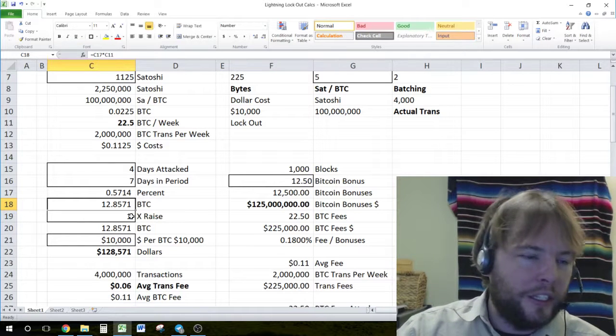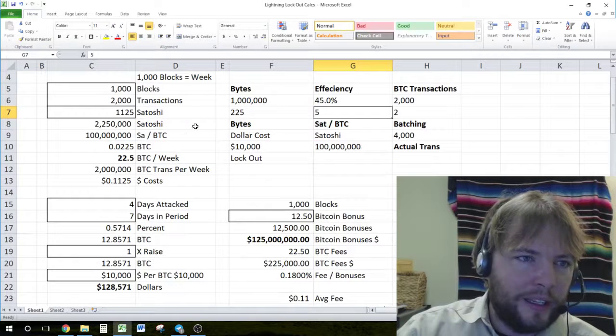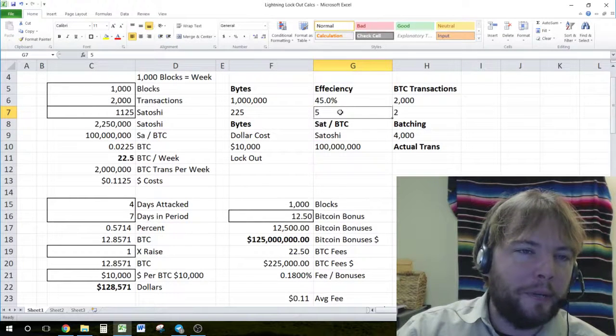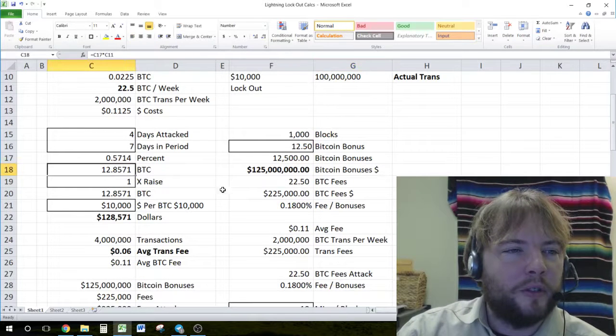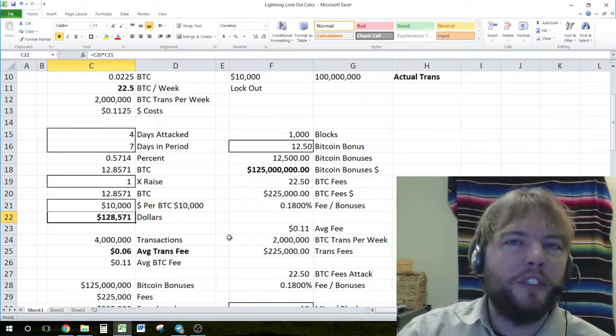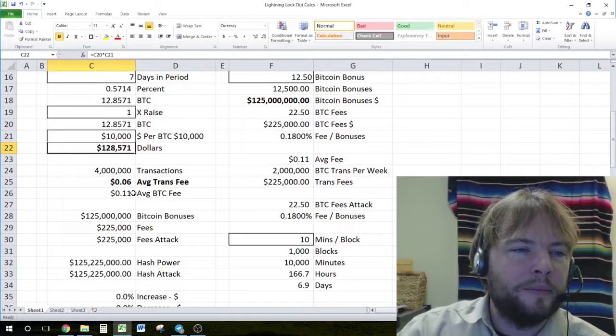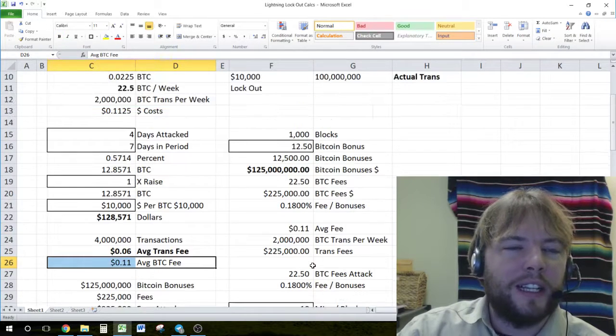it costs him 12 Bitcoin to just make the minimum transaction, to spam the minimum transaction fee, which we're saying here is 5 satoshis. This would cost him 12 Bitcoin to do that. And at $10,000 per Bitcoin, it would cost him $128,000. Okay, so in this analysis, our average Bitcoin fee is 11 cents per Bitcoin transaction.